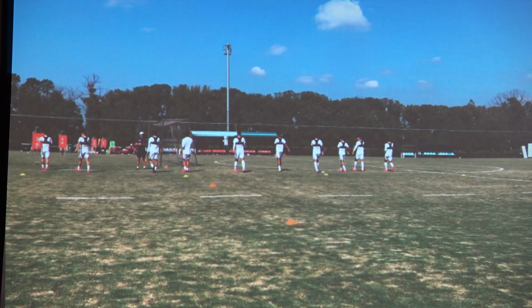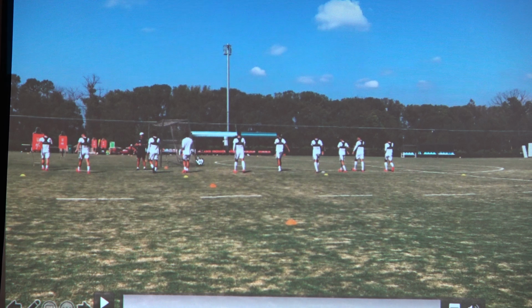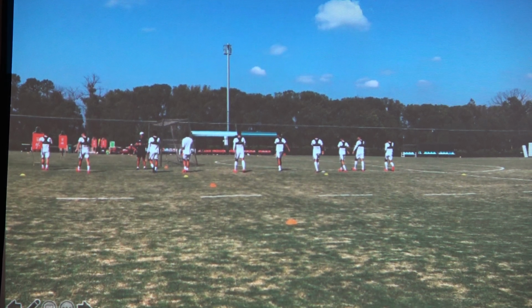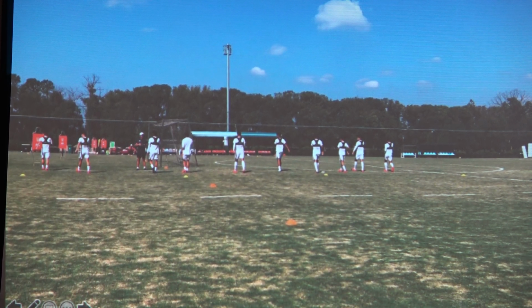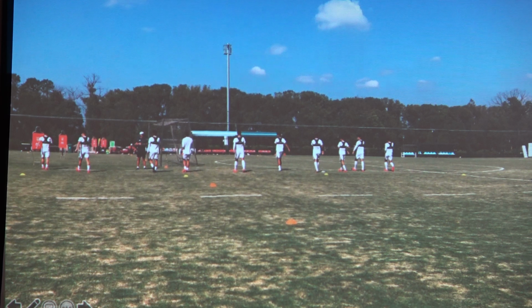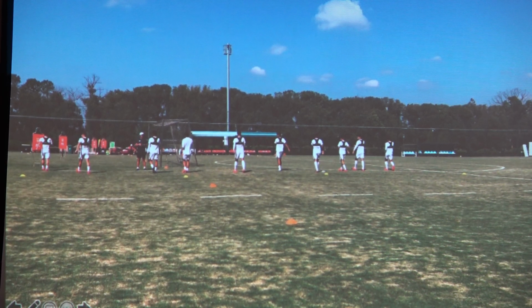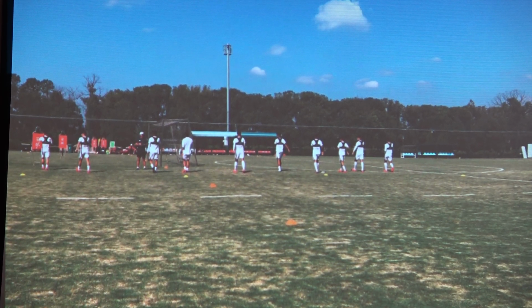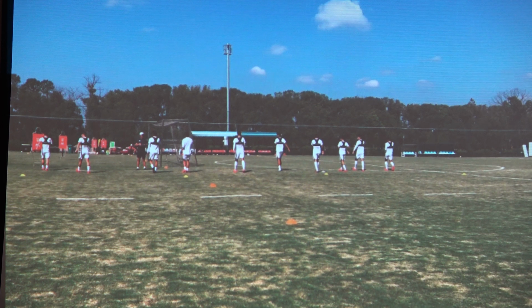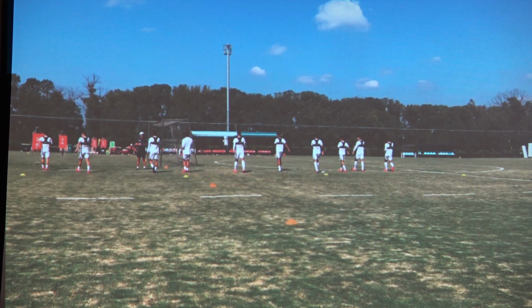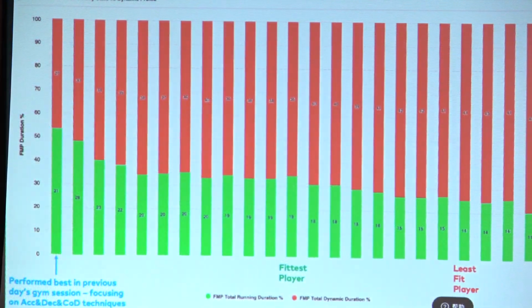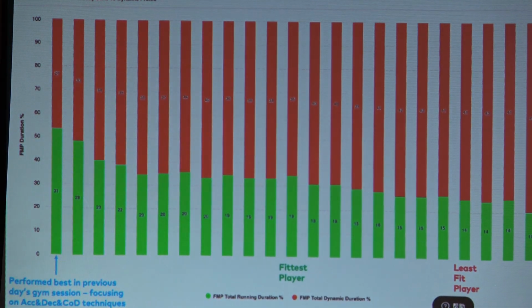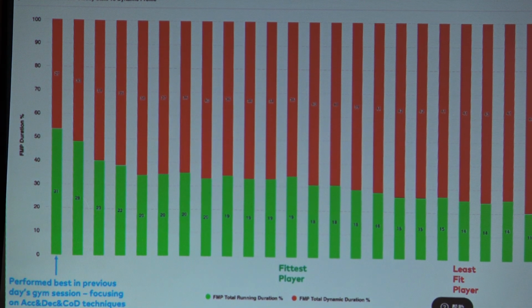So previously, when we were talking about UU tests, it's all about the fitness, the endurance, but it's also very much related to your techniques, your turning techniques, your change of direction techniques as well. So this is the movement profile that we were also mentioning yesterday.